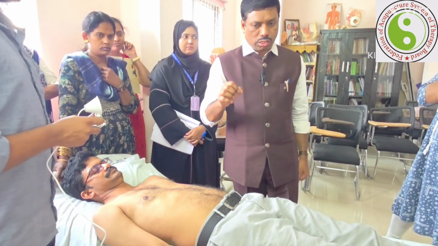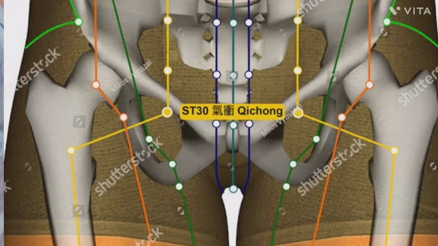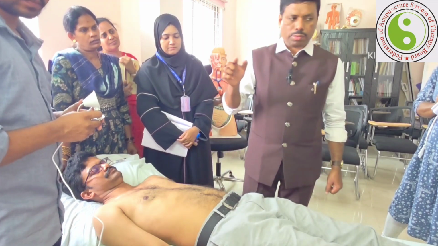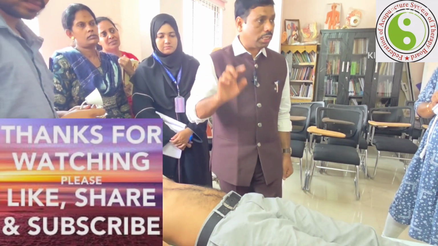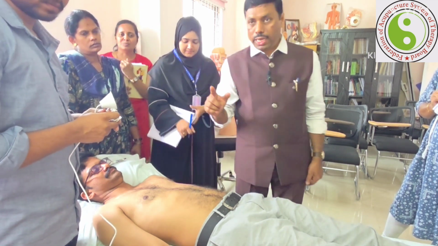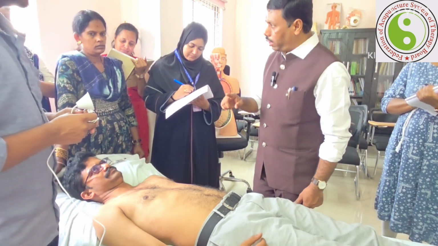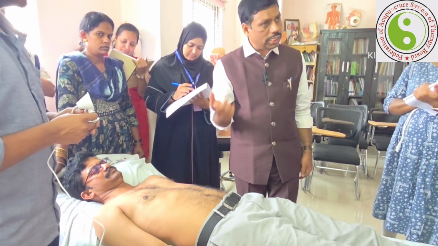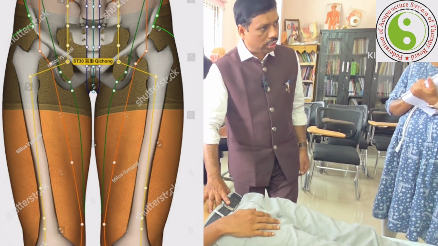Now Qichong is stomach 30. Stomach 30 is a great point to treat, and also stomach 31. Both points are good points to treat, especially the gonads. Male and female gonads, the ovaries and the testicles, can be treated by activating the stomach 30 point, which is good.